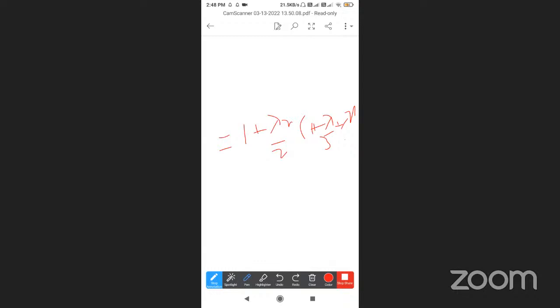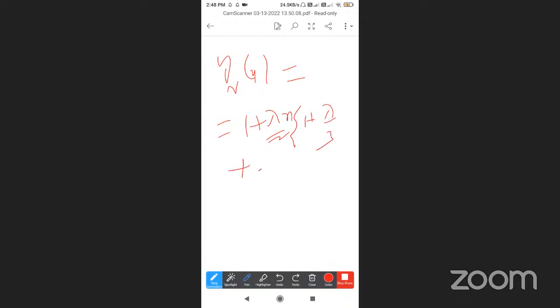So what is yn of x? Writing it in this situation, yn of x is 1 plus lambda x by 2 common, then 1 plus lambda by 3 plus lambda by 3 whole square, plus the infinite terms, with 1 plus lambda x by 2 staying the same. This is the binomial formula 1 by 1 minus x, where x is lambda by 3. So in simplification, we take the LCM 3.